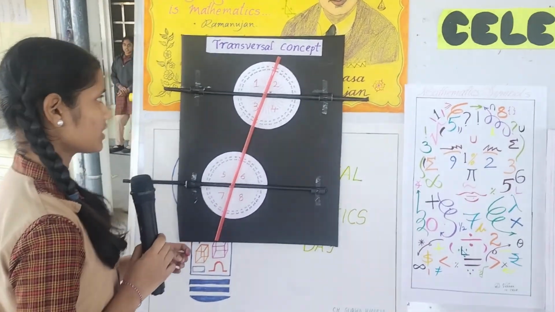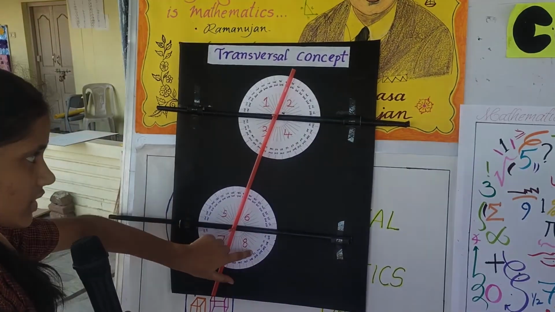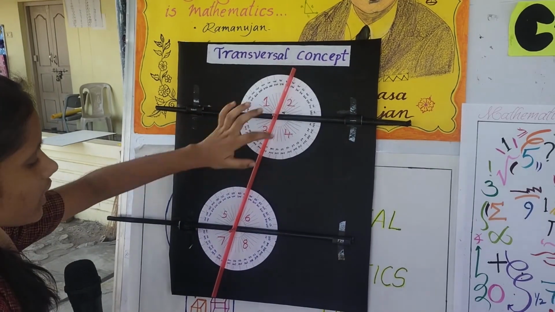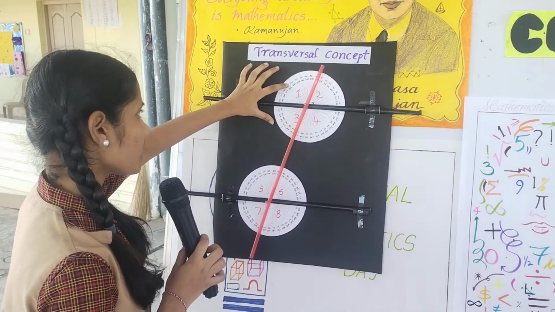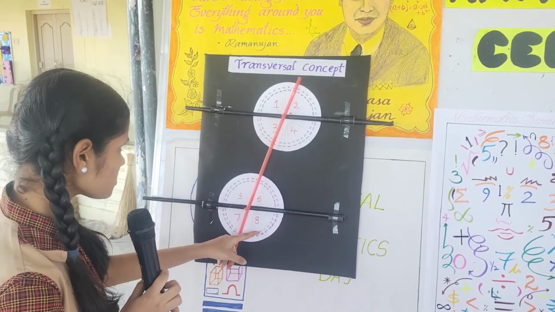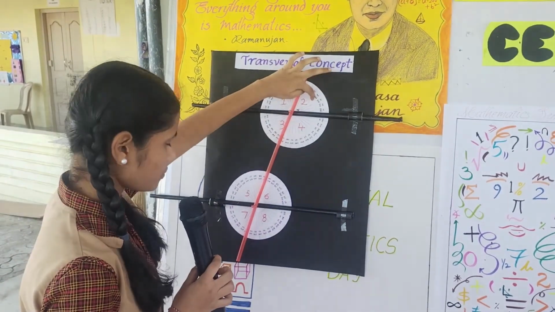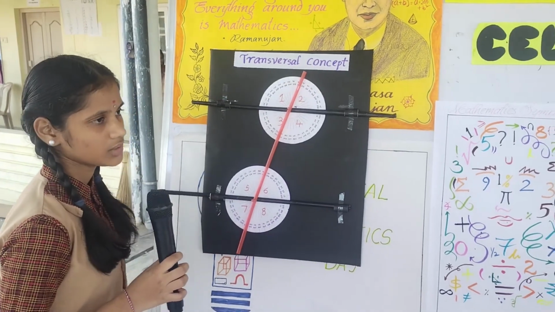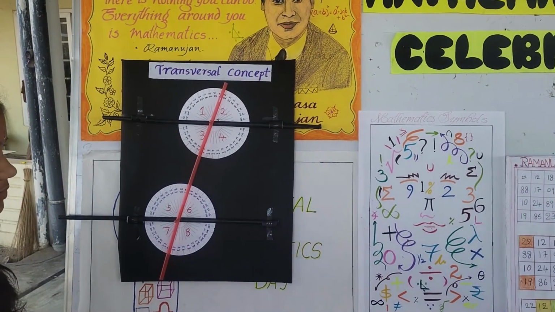Now let us discuss alternate exterior angles. Angle 1 and 8 are alternate exterior angles and 2 and 7 are alternate exterior angles. Angle 1 measures 100 degrees and angle 8 measures 100 degrees. So they are equal. Angle 7 measures 80 degrees, angle 2 measures 80 degrees. They are equal. Next, let's move on to co-interior angles and co-exterior angles.